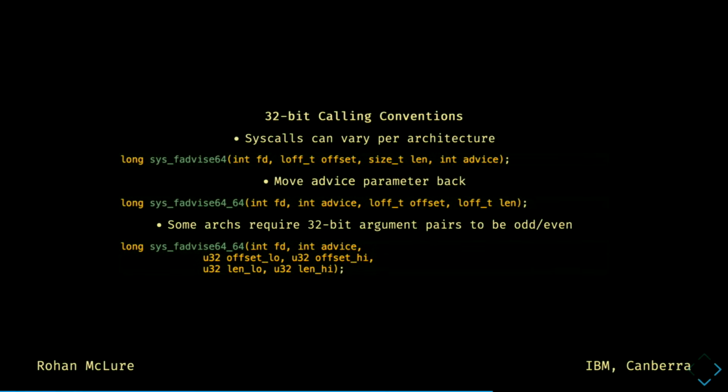yeah, so some 32-bit args expect the syscall handlers to look a bit like that. And then the order of LO and HI in each case is going to be dependent on endianness.